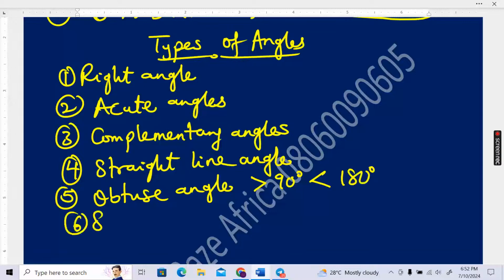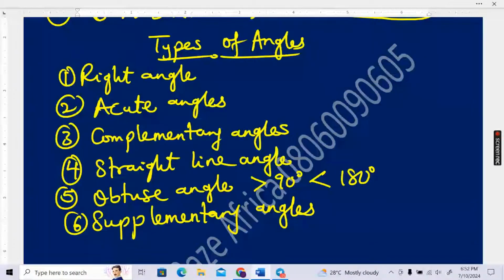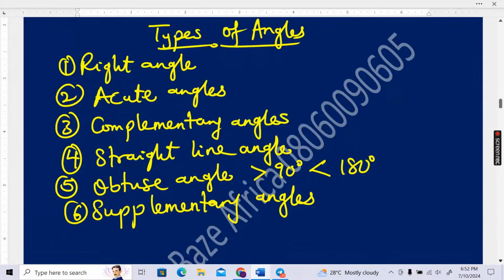Then you also learned supplementary angles. When two angles added together give you 180 degrees, the two angles are called supplementary angles. Now, what other type of angle are you going to learn?